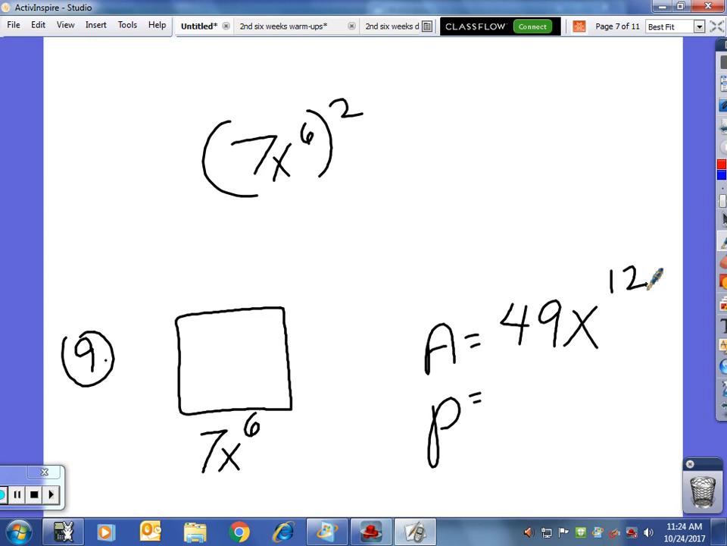For perimeter, you take that side and you multiply by 4. You're going to get 28x to the 6. On area, your exponent changes. On perimeter, it doesn't, always.